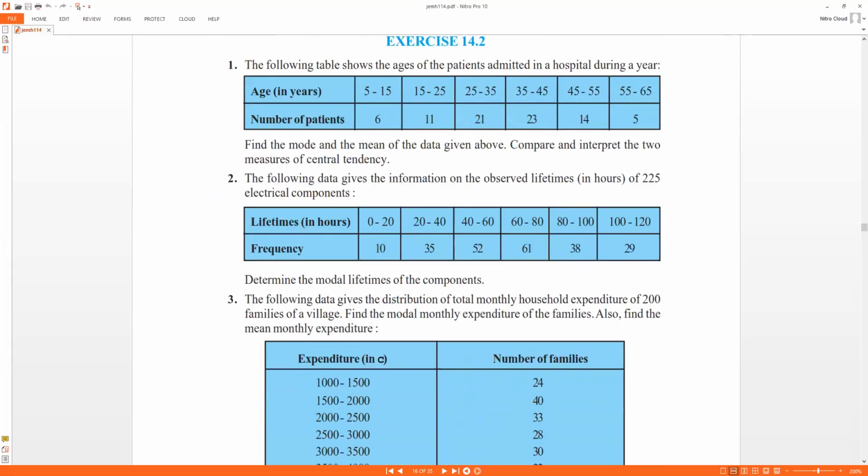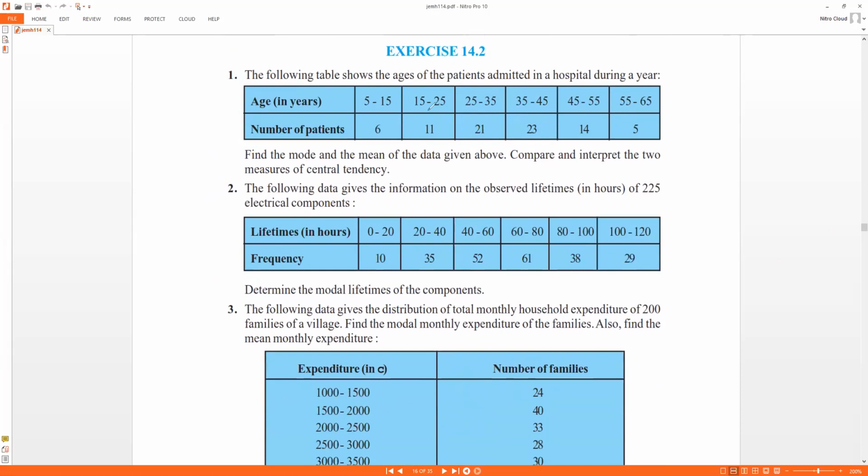All right, anyways, so we can start with the example exercise. Following data shows the ages of the patients admitted in a hospital during a year. Okay, find the mode and the mean of the data given above. Compare and interpret the two measures of central tendency. Okay, आधी mean काढा. ओके, कुठल्या मेथडनी? डायरेक्ट मेथडनी. सगळ्यांनी जमतंय आता, राईट? So mean by direct method and then find the mode using the formula. Okay, and then we will compare.